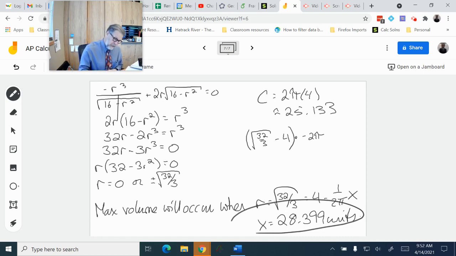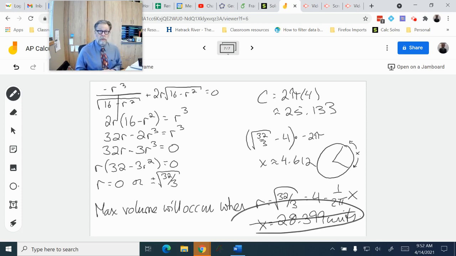And so redoing this, we actually get that x is approximately 4.612 units. And so what we want to do is cut out approximately 4.6 units out of the edge of our circle. Remember, the question was, how big should this arc right here be to maximize the volume of the cone? And the correct answer is it should be 4.6. Well, in this case, our units are actually inches. So it should be 4.6 inches long.